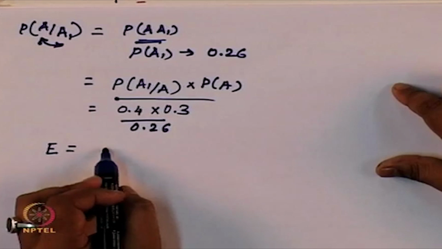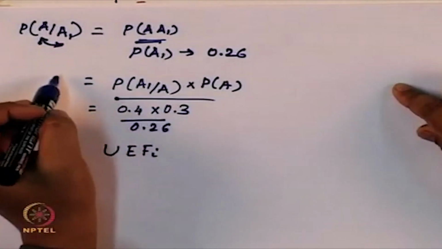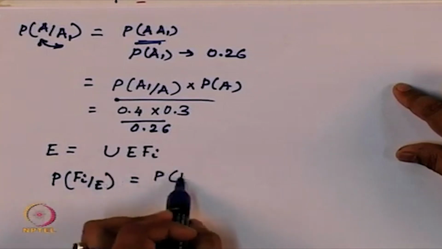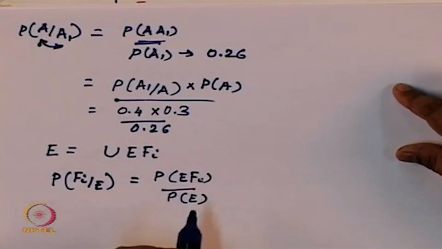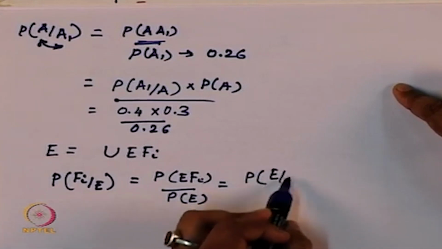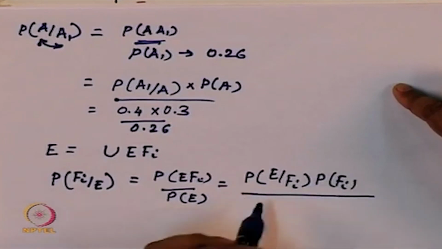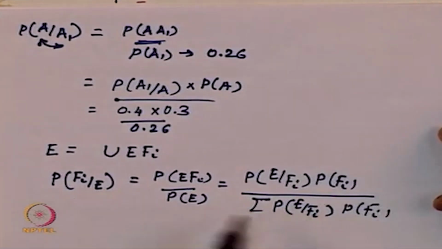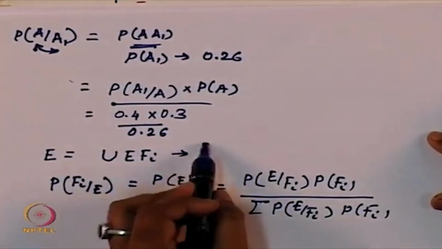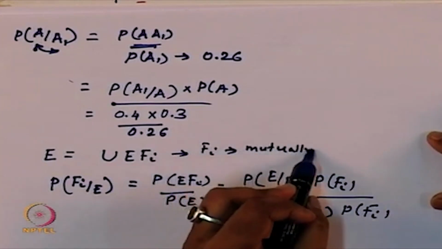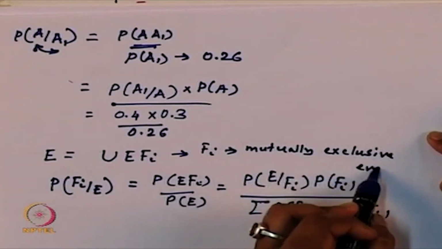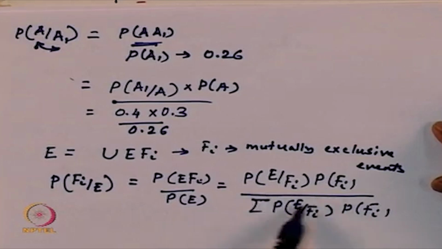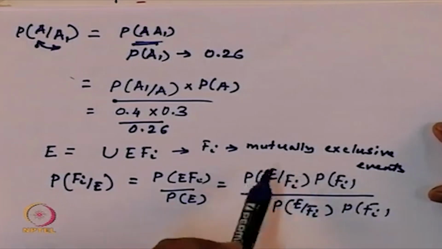In the generic case, when E is the union of E intersection Fi, in order to generalize this particular finding, we can write the probability of Fi given E is equal to the probability of E and Fi by the probability of E, which is equal to the probability of E given Fi into the probability of Fi, by the summation of the probability of E given Fi into the probability of Fi. So, here also we have generalized this finding. Here the assumption is that the Fi are mutually exclusive, so the denominator is nothing but each of these terms added together, because these Fi are mutually exclusive events.